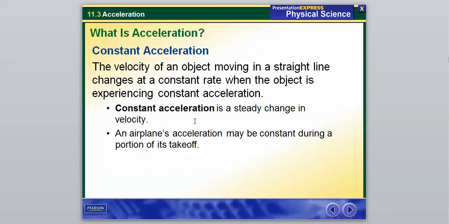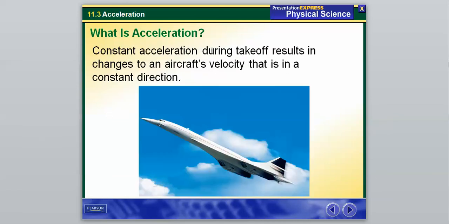And the example that they give is an airplane's acceleration may be constant during a portion of its takeoff. If you've ever been on a plane, it's not like you're constantly stopping and starting and changing direction. No, you stay in one straight line when the plane's taking off, and you don't just jump speeds. You don't go from stopped to all of a sudden you're up in the air flying. You have to build your velocity up at a constant acceleration. And they say that constant acceleration during takeoff results in changes to an aircraft's velocity in a constant direction, which I already said.